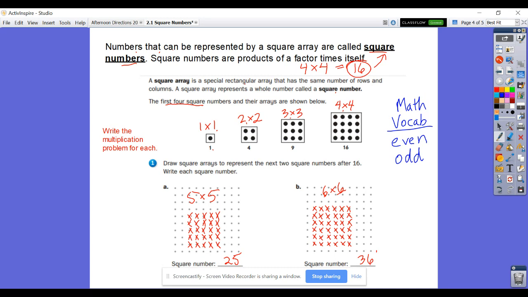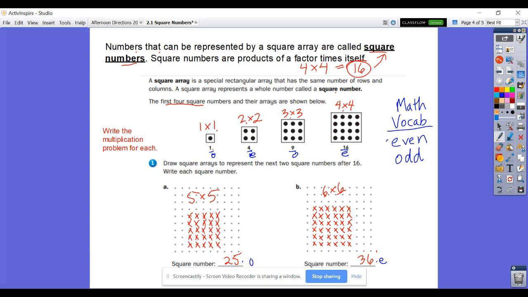So maybe a pattern I'm noticing about my square numbers, if I wanted to use even and odd, let's see, 1, 4, 9, 16, 25, 36. I notice it goes odd, then even, then odd, then even, then odd, then even. There's a pattern for you using great math vocabulary. I could explain that each square number alternates between being an odd and even number.